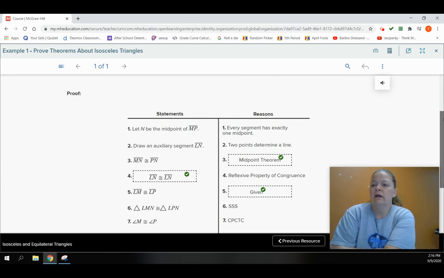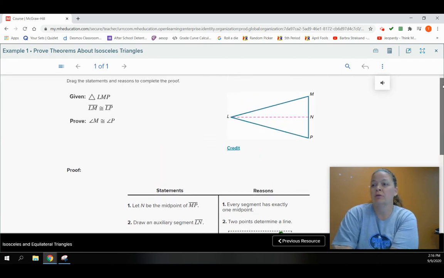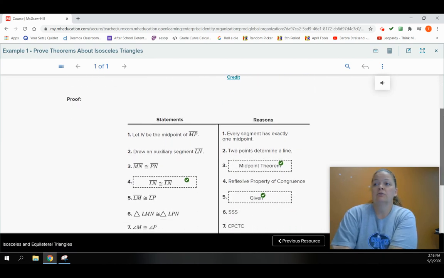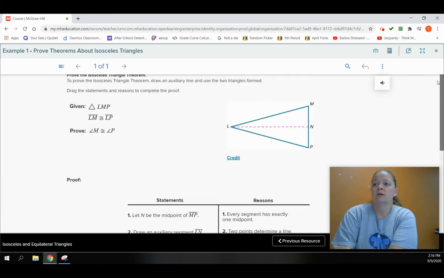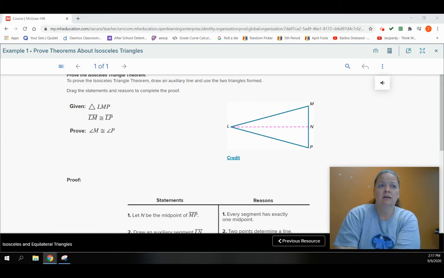And so the angle M is congruent to angle P by CPCTC, which is corresponding parts of congruent triangles are congruent. Right? So that's proving that our base angles are congruent. Feel free to rewind this one as many times as you need to follow through that proof and make sure you understand it. If you have any questions, please let your teacher know, myself or whoever your teacher is, so that we can help you through that one.